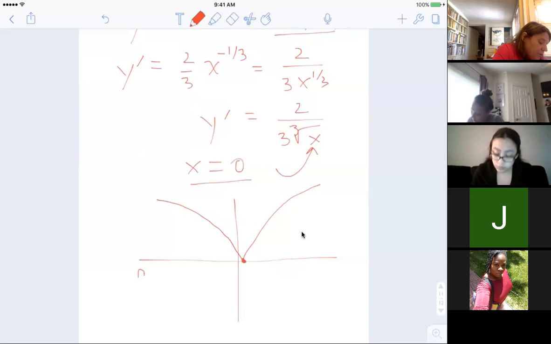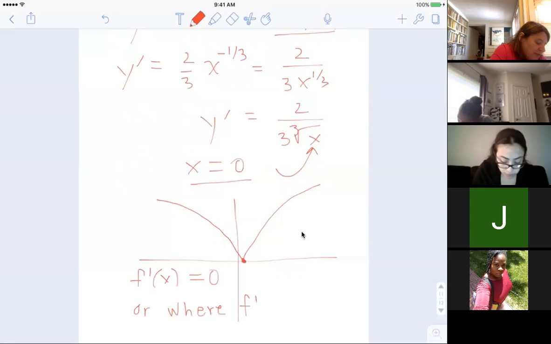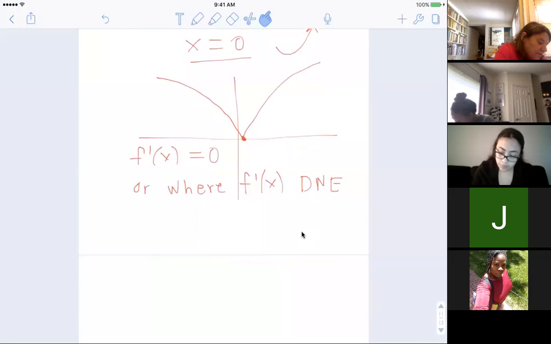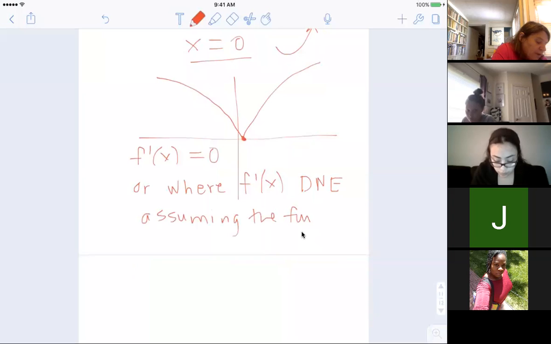Let me write it down for you. They can be where f prime of x equals 0, or where f prime of x does not exist, assuming the function exists there. If the function doesn't exist there, it's going to be an asymptote or a hole. We'll look at that more later. But that's where you can have critical numbers.